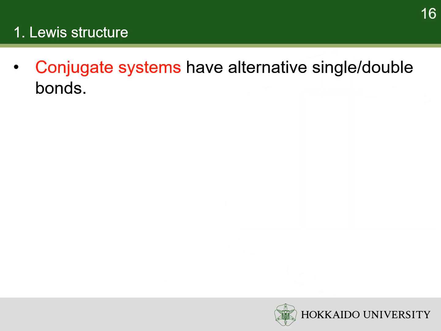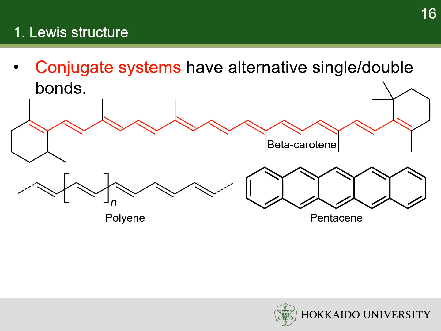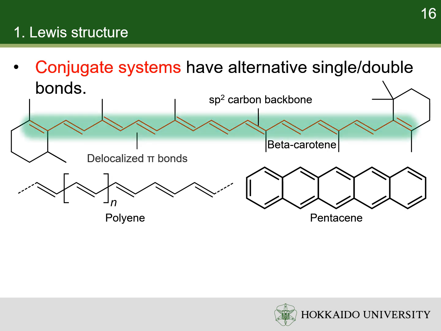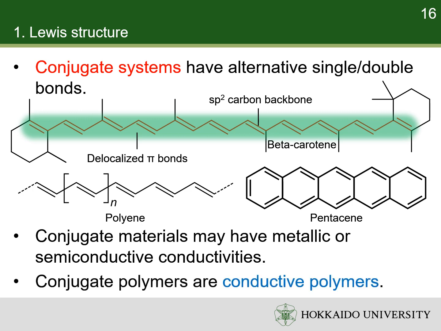A molecule with delocalized pi electrons is called a conjugated system. It is conventionally represented as having alternating single and multiple bonds. Linear polyenes and polyaromatic compounds are typical conjugated systems. They have backbones of contiguous sp2 hybridized carbon centers. All the pz orbitals, which are orthogonal to the sigma bonds, combine with each other to form molecule-wide delocalized orbitals. The electrons in delocalized orbitals have high mobility, so a conjugated system may have metallic conductivity or can be a semiconductor. So, conjugated polymers are conductive polymers.